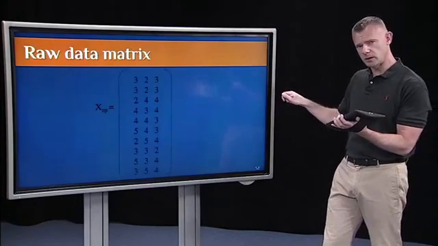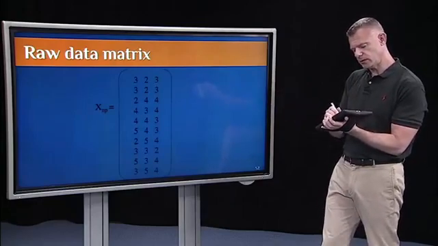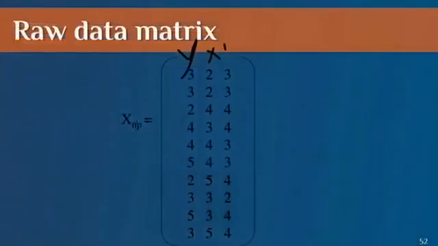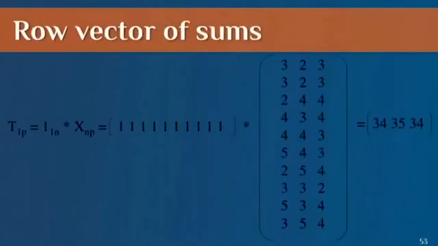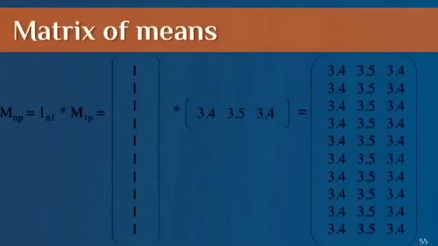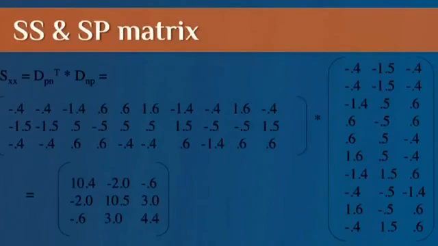So here was the raw data matrix. And what I'm doing is I'm going to consider this first column y, and then the next one x1, and the next one x2. Because we need one of the variables to be the outcome measure. So again, I'm going to get the row vector of sums. We did this in the last segment. The row vector of means, did that before. Matrix of means, matrix of deviation scores, and finally, this sums of squares and sum of cross products matrix.